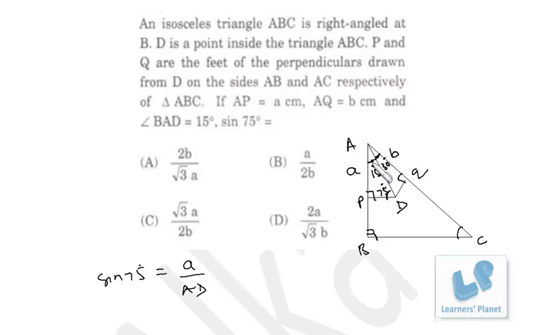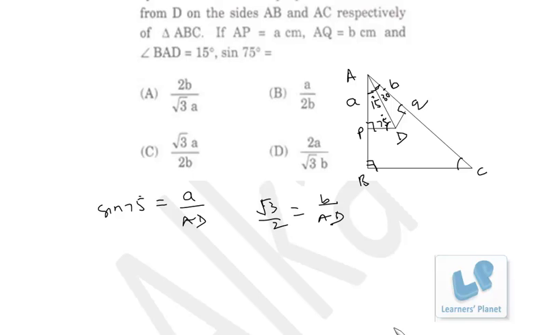Now from this triangle, we can see this is angle 30 degree, and the relationship between base, that is AQ or B, and hypotenuse is given by cos theta, right? So cos 30 degree, that is root 3 by 2, is equal to B by AD. Okay, so AD is what? 2B by root 3. I put up the value over here. AD is 2B by root 3.